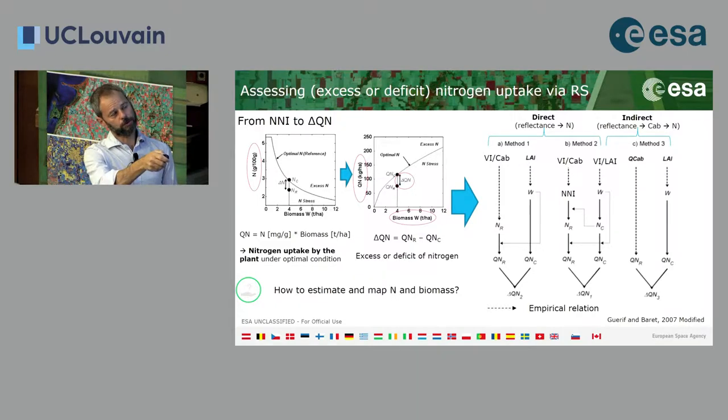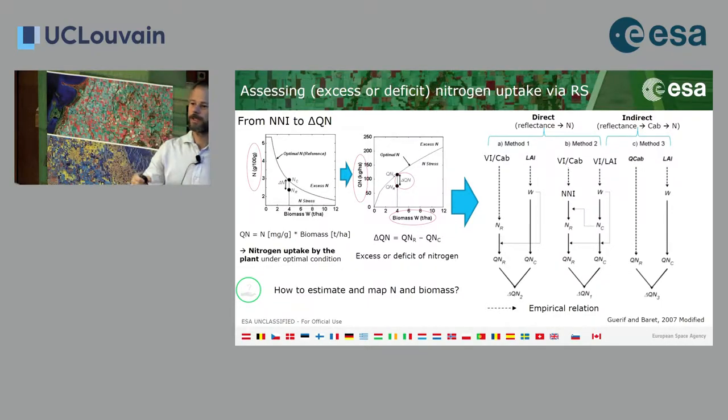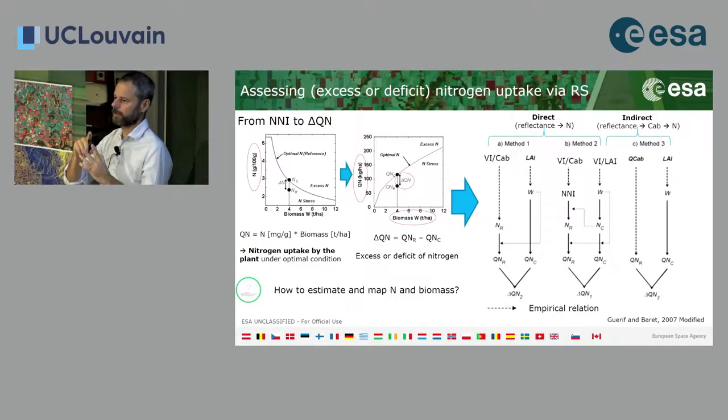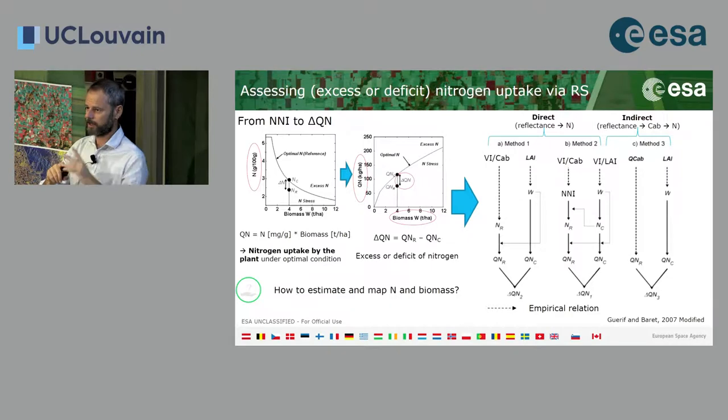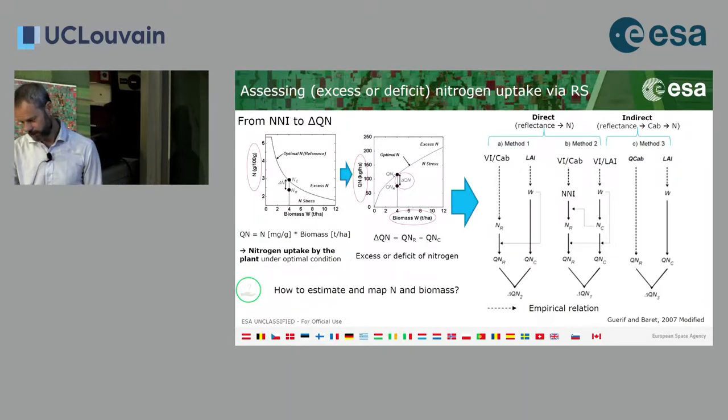The second way is to directly estimate the nitrogen index. Thanks to the critical curve that tells us how much the nitrogen should be, we can have the real nitrogen, and again the quantity that is the delta between the theoretical one and the real one. Or else we can skip everything, and we saw before that there is a relation between the canopy chlorophyll content, leaf area index per chlorophyll, and nitrogen content in the canopy. So those are three schemas, okay?